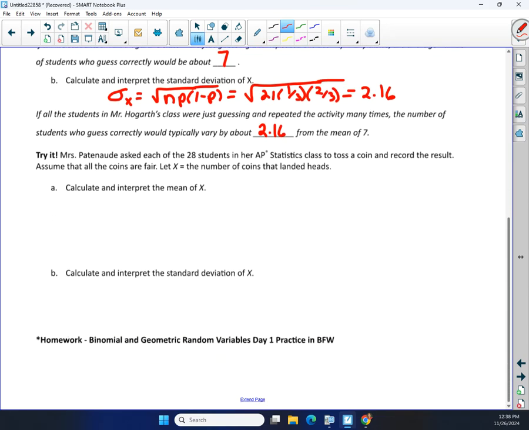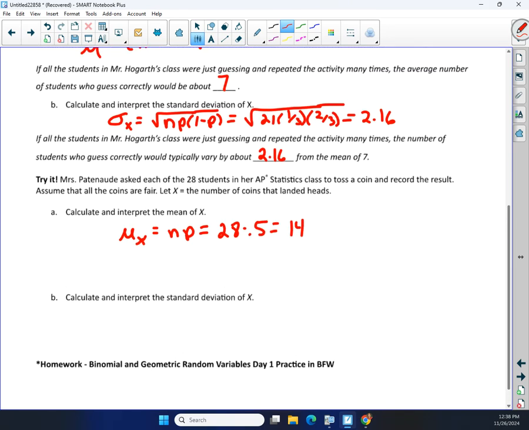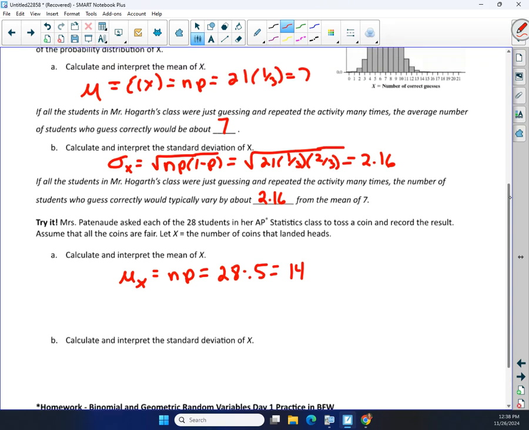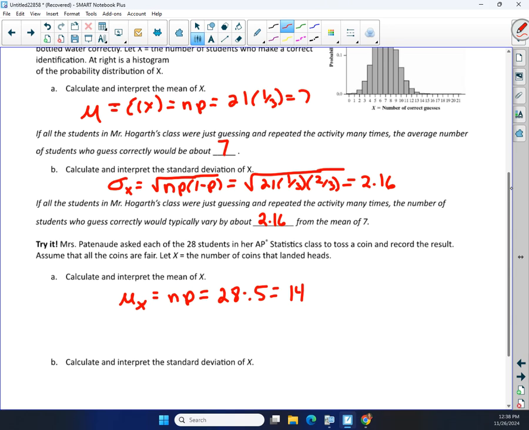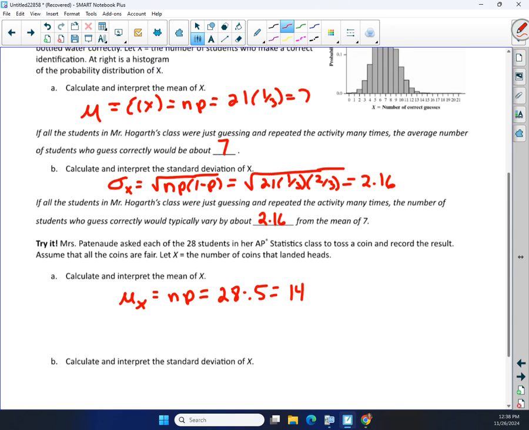Pause and try. The mean is NP, which is 28 times 0.5, or 14. So you should say if you toss a coin many times, so basically just like we had up there, the average number of, what are we trying to flip? Landed on heads would be about 14.